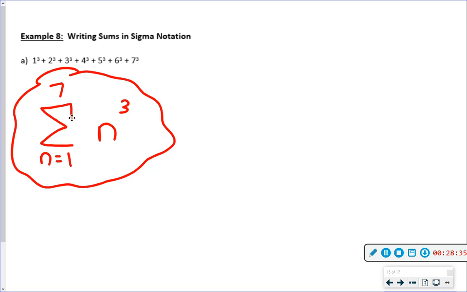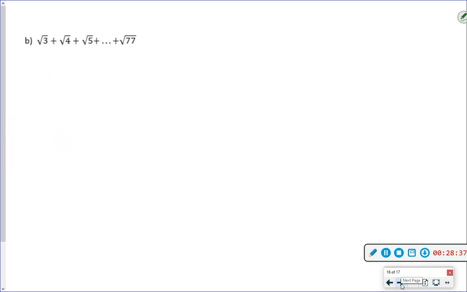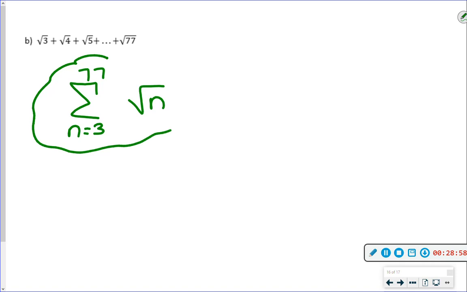All right, final one. Compared to that one, okay, don't overthink it. What are you doing to the numbers? What's our operation? Square rooting it. I'm going to use n. You can use whatever variable you want. You're starting at 3, so that's our lower limit, and we're ending at 77. Glad I don't have to add those together. Got it.